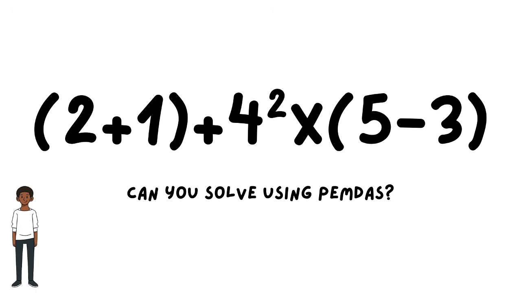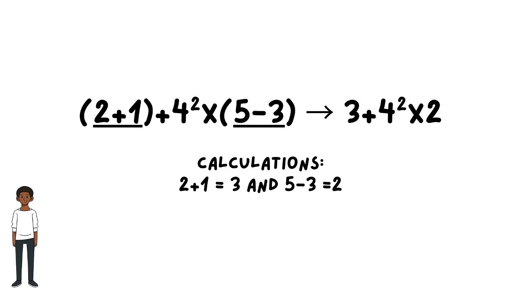Now let's move on to our second problem. (2 plus 1) plus 4 squared times (5 minus 3). Let's break it down step by step using PEMDAS. Step 1. According to PEMDAS, we must evaluate both sets of parentheses first. 2 plus 1 equals 3, and 5 minus 3 equals 2. This simplifies our expression to 3 plus 4 squared times 2.